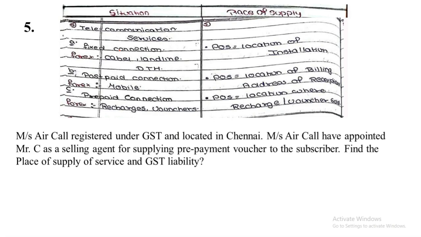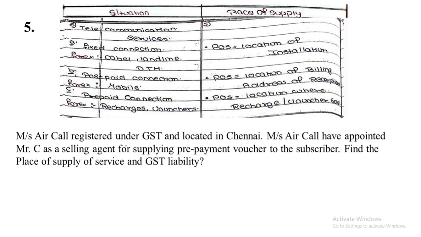To understand that, as an example, Mr. or Mrs. Aircall, registered under GST and located in Chennai, has appointed Mr. C as a selling agent for supplying a prepayment voucher to the subscribers. Mrs. Aircall is located in Chennai and hired a person to sell their prepaid vouchers at Chennai itself.